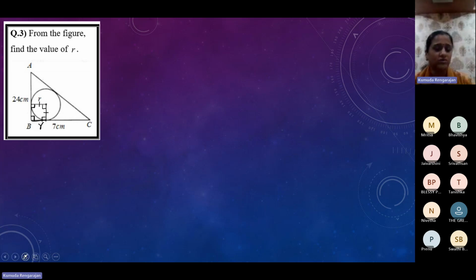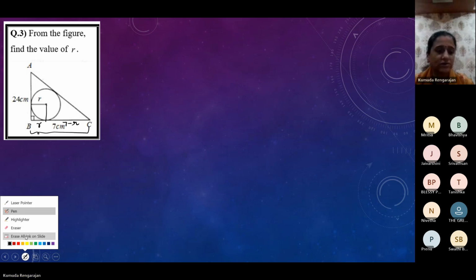Now, this full thing is 7. What is this? This is R. So the rest of it will be 7 minus R. And let me mark things.